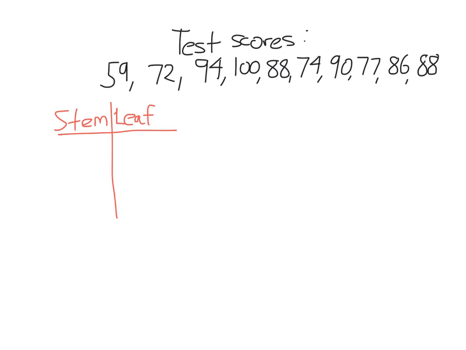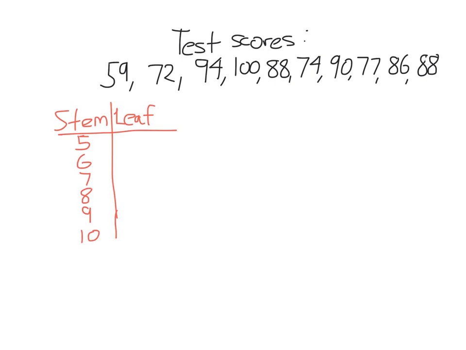For our purposes, the stem is essentially the tens. So we're going from the 50s to the hundreds. So we put 5, 6, 7, 8, 9, 10. From the 50s to the 100. Now note, we put the 6 in even though there were no scores in the 60s. We don't skip them. We have to make sure the data is in order from smallest to largest in order to be a valid stem and leaf plot.